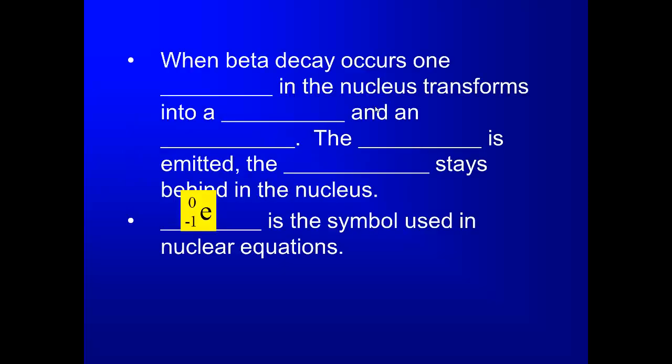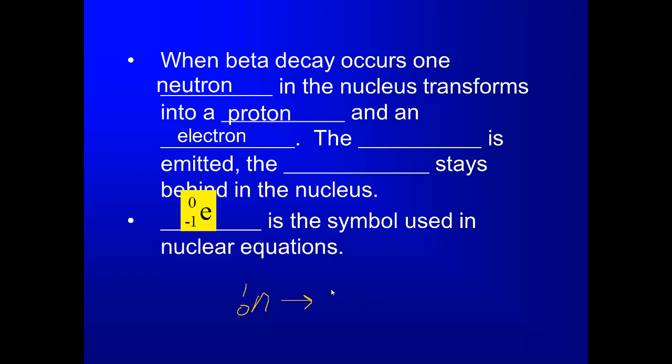Okay, when this happens, really what happens is you get a neutron. This neutron changes into a proton and an electron. And let's look at this neutron. If I have a neutron, it has a mass of 1 and no charge. That's my symbol for a neutron. So let's look at how that happens.